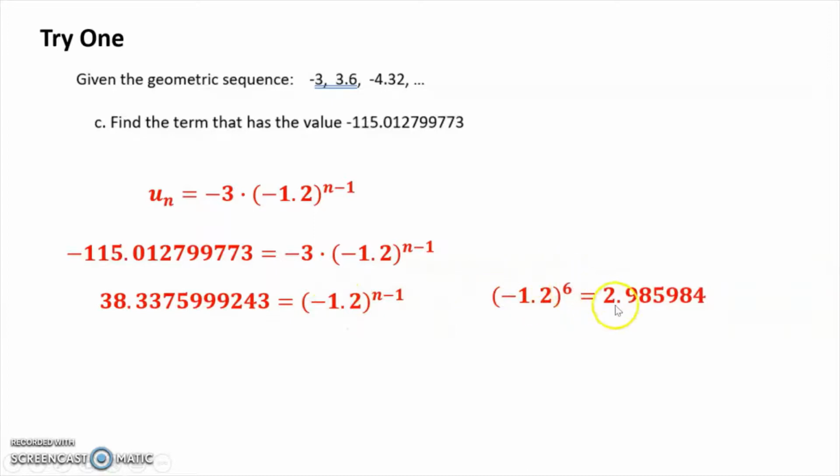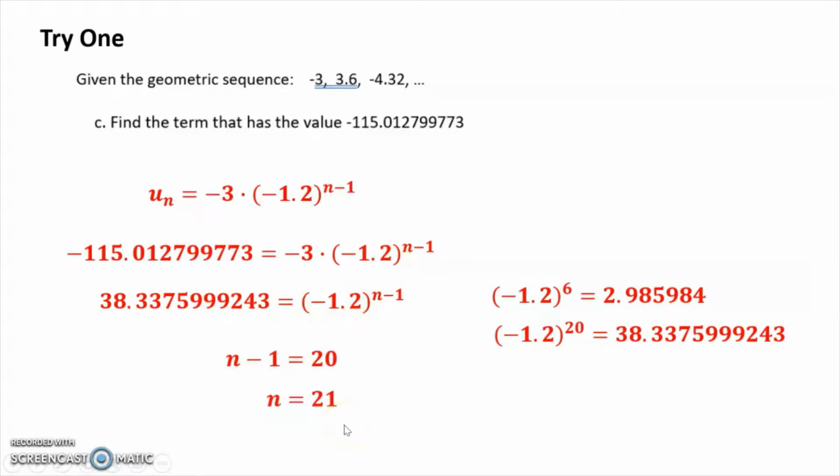So I tried 6, and it produced this small number. Okay, that small number is pretty far off of this one. So I knew that's not going to work out. So I tried a really much bigger number. And eventually, I tried some other numbers. I got to 20. And 20 less one power on that gave me the number I need. So again, that means this n minus 1 must be 20. And therefore, n equals 21.